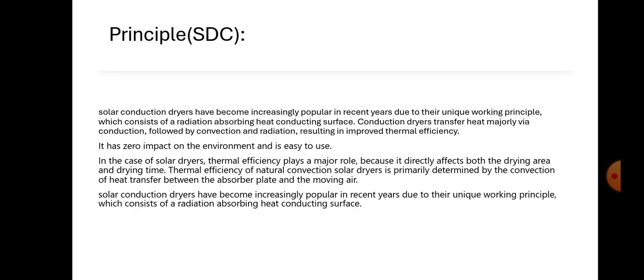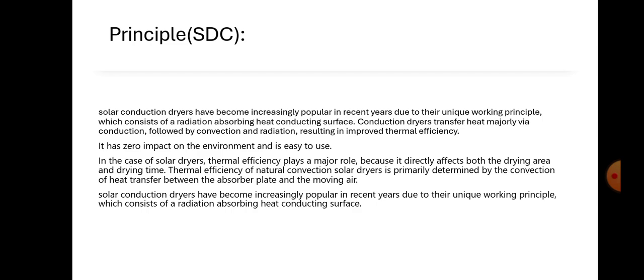Solar conduction dryers have become increasingly popular in recent years. Basically, it works on the principle of conduction, due to its unique working principle, which consists of a radiation absorbing heat conduction surface. In conduction dryers, heat transfers majorly via conduction, followed by convection and radiation, resulting in improved thermal efficiency. It has zero impact on the environment and it is easy to use.